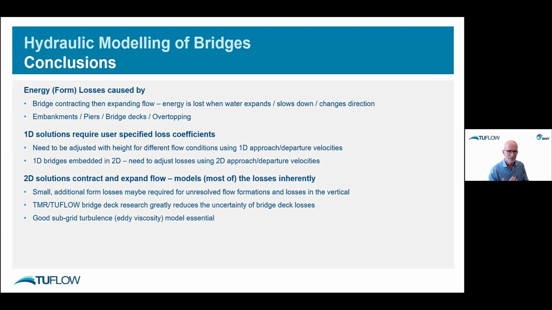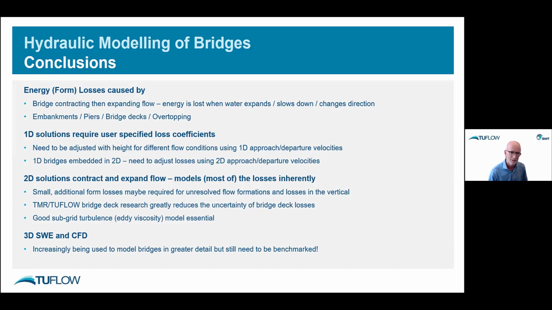So normally there are these additional losses that are fed in, and that's where Greg was coming through on the bridge deck. What this recent research has certainly done is greatly reduce the uncertainty, in our view and TMR's view, of how you approach modelling the losses associated with a bridge deck. As I mentioned, it is important to have a good subgrid turbulence model that's cell size independent and is not affected by the cell size being a lot less than the depth. The recent TUFLOW versions, both FV and HPC, have adopted that new turbulence approach.